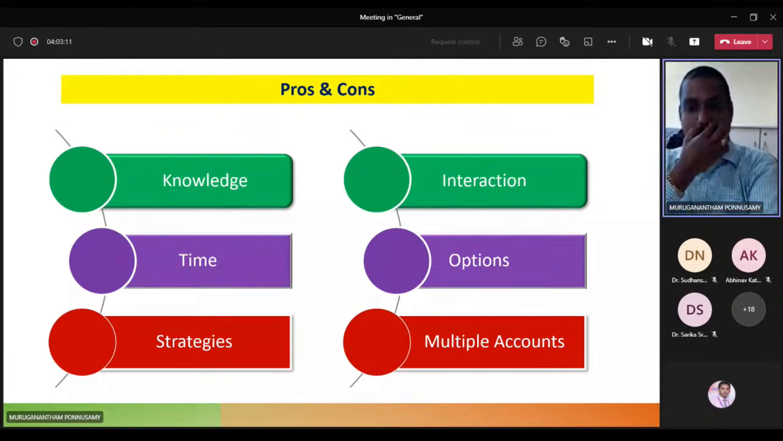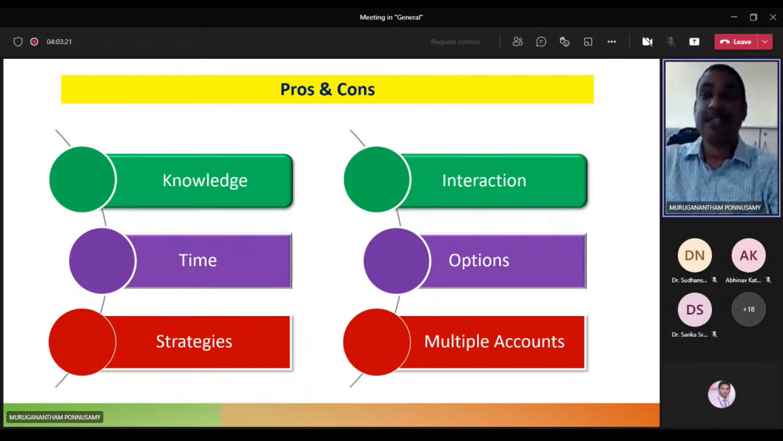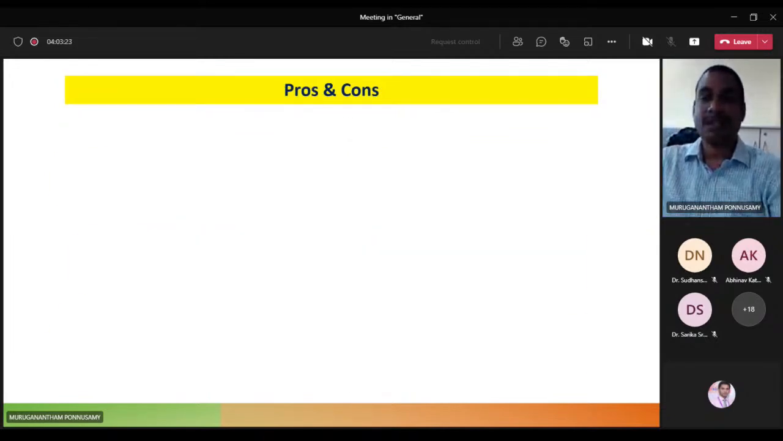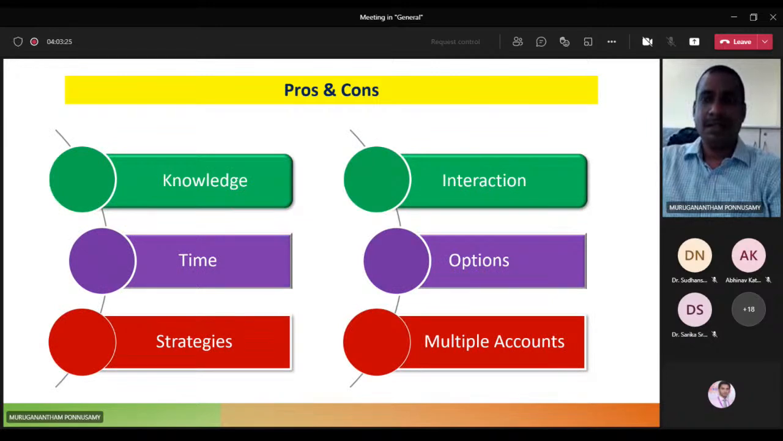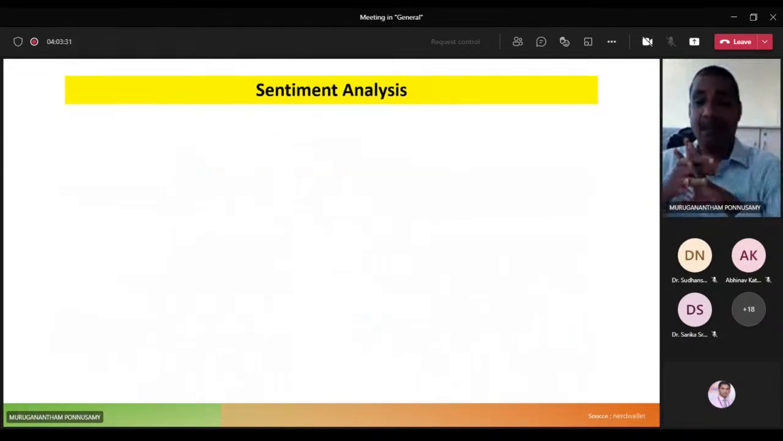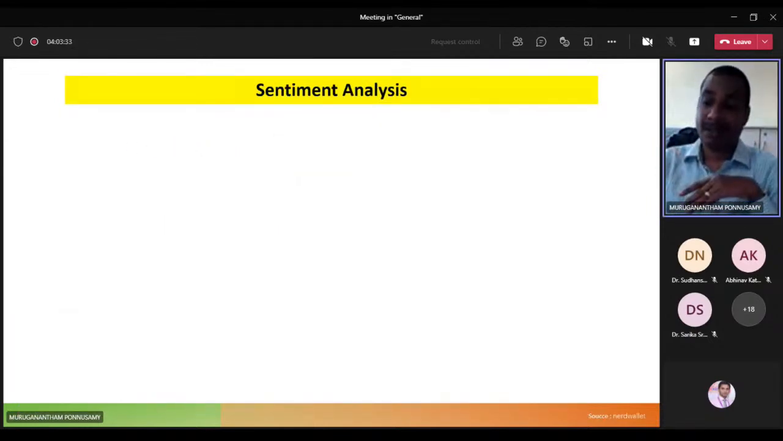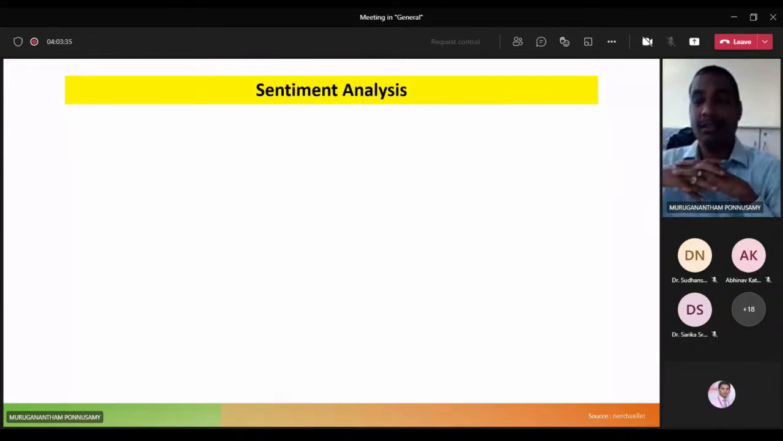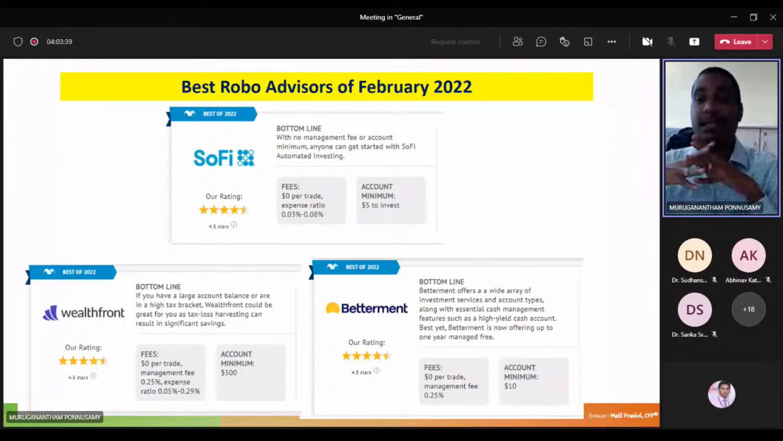The multiple accounts. If you are looking at the pros, the knowledge, time, strategy, the mindset, mindfulness is more. If you are looking at the best robo advisors as of date, Sophie is the topmost one because it does not have any charge.